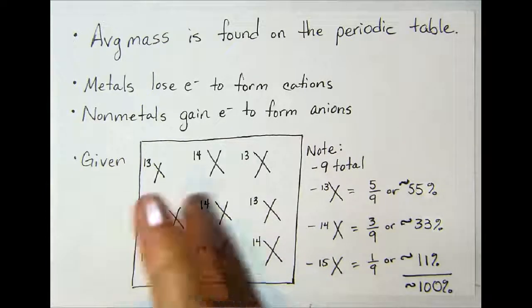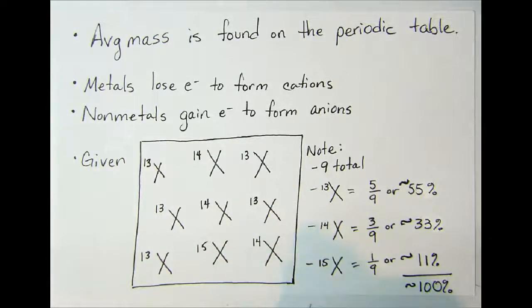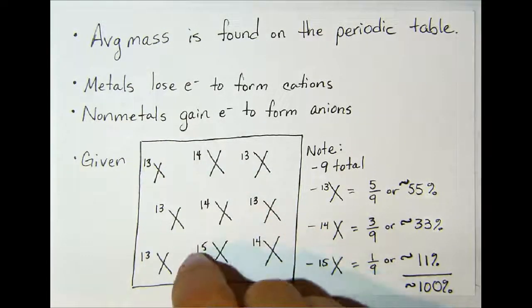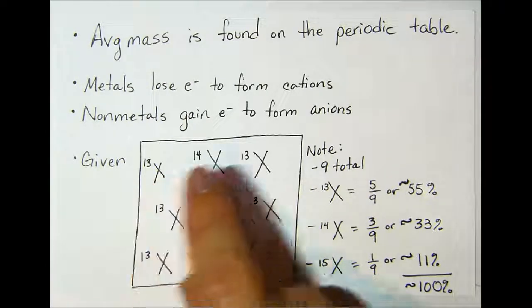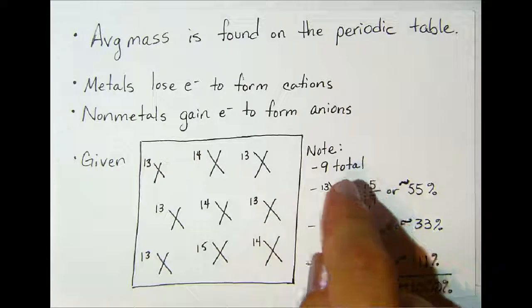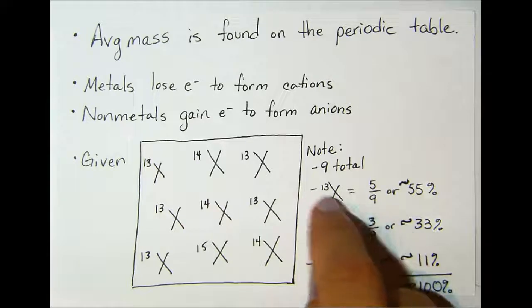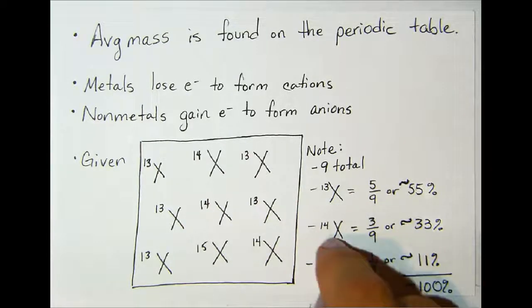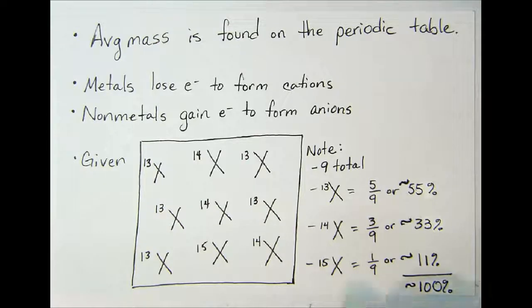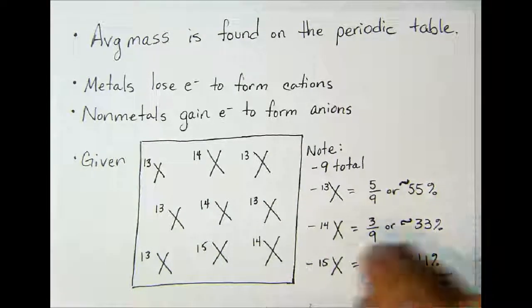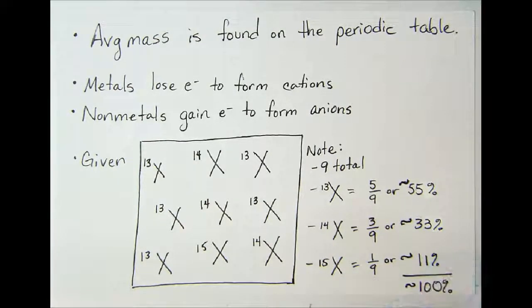And then consider this sample set of isotopes. You have an element with a mass of 13, an element with a mass of 14, and one with a mass of 15. Notice we have a total of 3, 6, 9 in this segment, and there's 5 out of 9 that have a mass of 13, 3 out of 9 with a mass of 14, 1 out of 9 with a mass of 15. So the mass of 13 makes up approximately 55%, while mass of 14, 33%, mass of 15, 11%, and notice that altogether that's roughly 99 to 100% of your little box there.